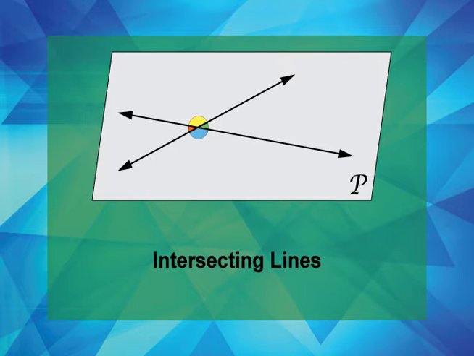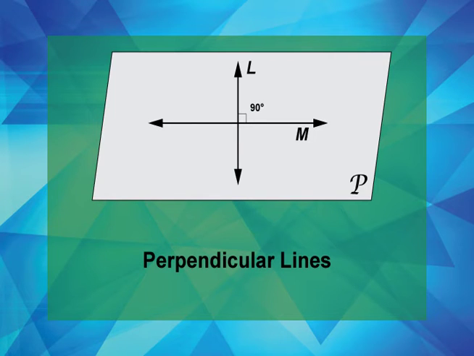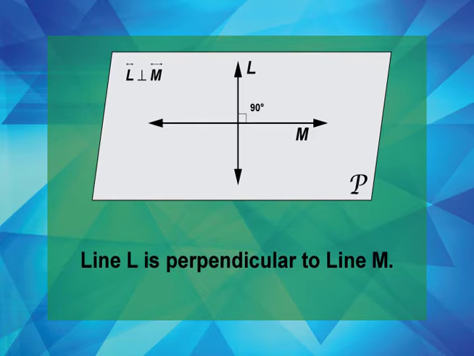Going back to the situation where two lines intersect, you can see how four angles are formed. In general, all four angles formed are not congruent to each other. But there is one situation in which the four angles are the same. This is when the lines are perpendicular to each other. In this illustration, line L is perpendicular to line M.